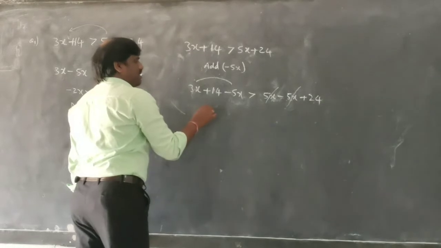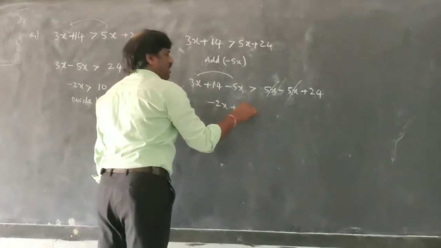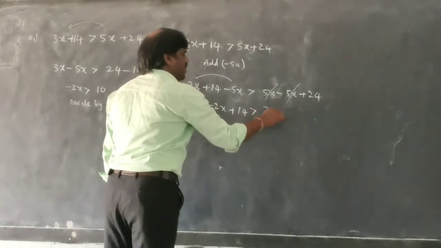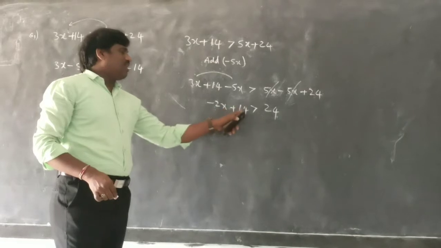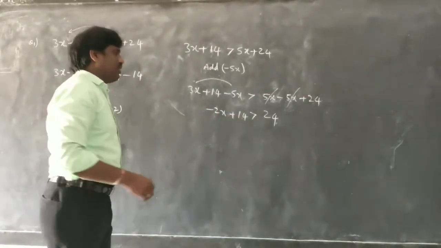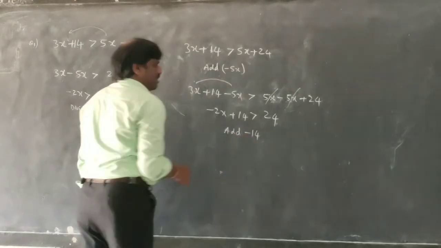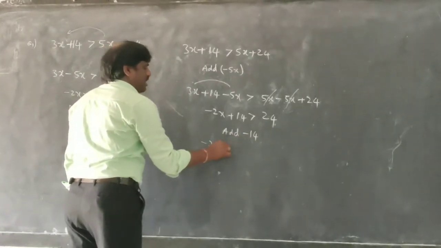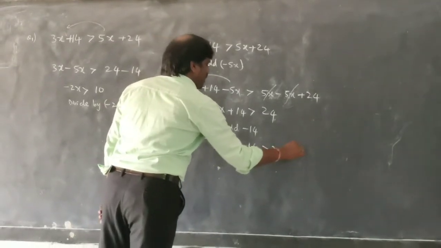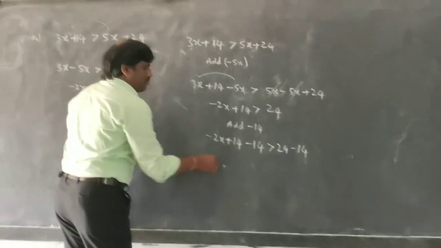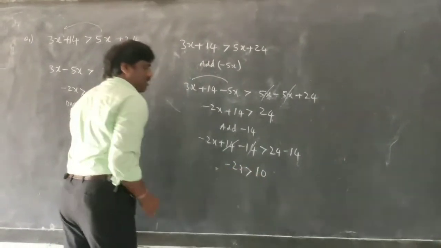3x minus 5x, that is minus 2x. And you have plus 14 greater than 24. Now I have to get only the x value, 14 is extra, subtract 14 on both sides. Add minus 14 on both sides. So minus 2x plus 14 minus 14 greater than 24 minus 14. That means this is cancelled, minus 2x greater than 10.